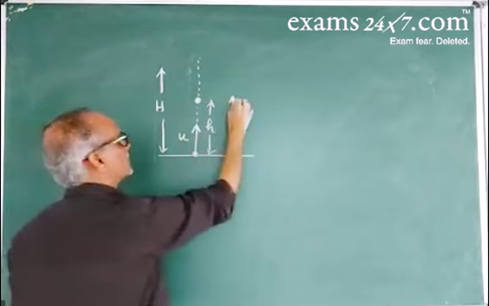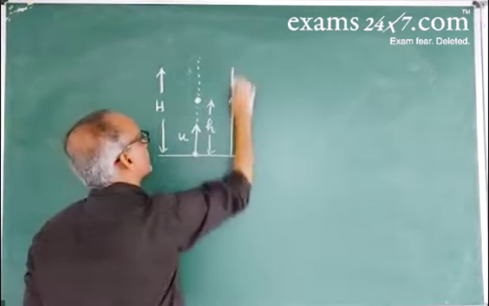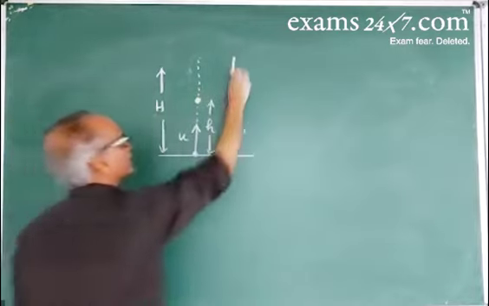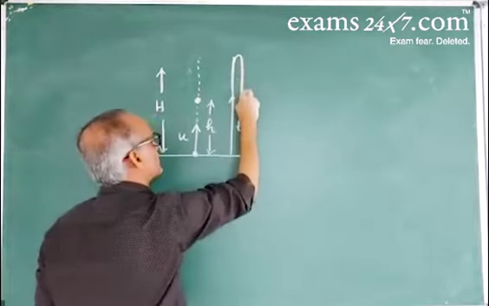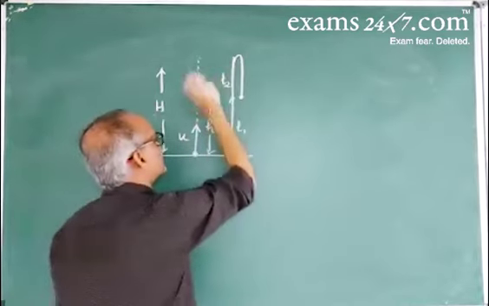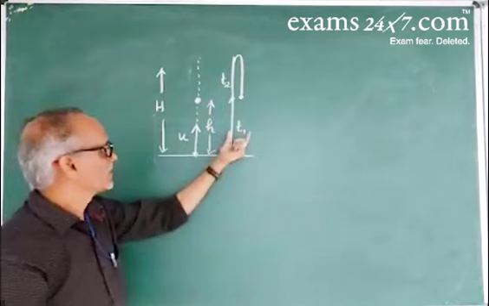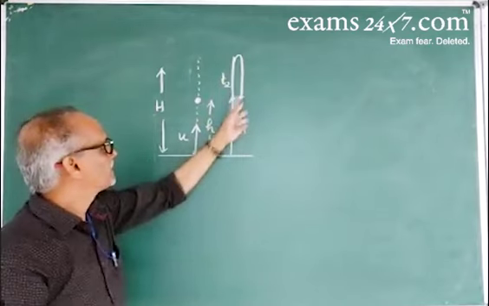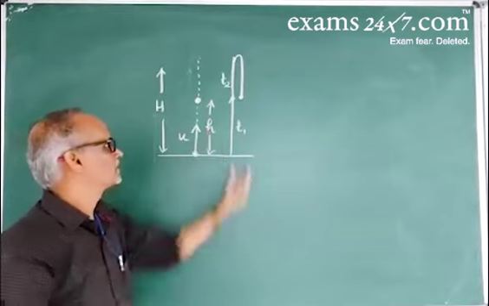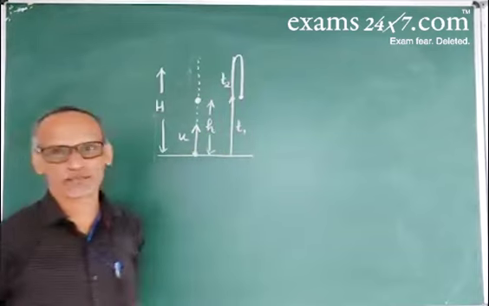Again, it moves further upward, covers maximum height, and again it falls back to the same height. By then, it takes a total time of T2. So that means the particle will be at the same height at two intervals of time. One is T1 and the other is T2.